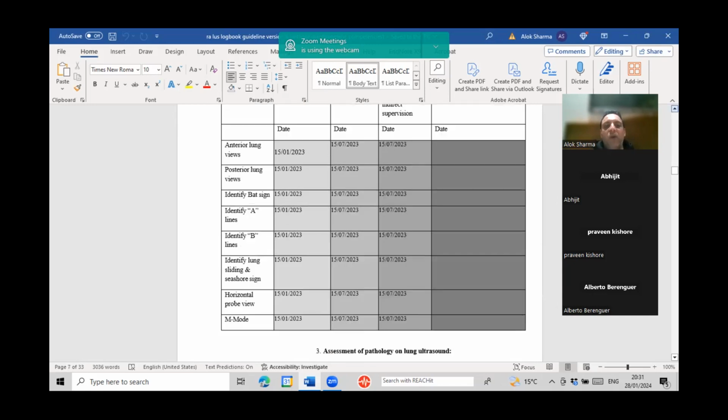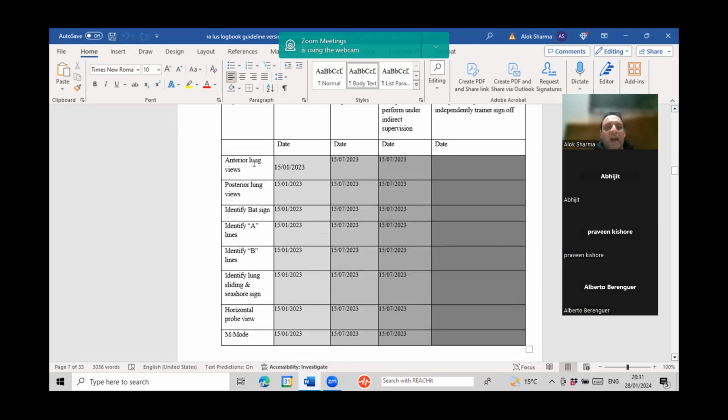So some of you have already presented in the last 2 sessions, and you've been able to present anterior, lateral, posterior views, identify the bat sign, identify A and B lines. Now, if you've achieved that in the last session, or if you have put a file on the Dropbox and you feel you've achieved that, you just have to fill in the date here at which you feel you've achieved that. I will review the videos from next Sunday onwards. And if you have achieved that, I will be putting my initials underneath over here.